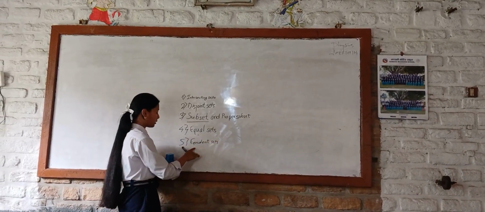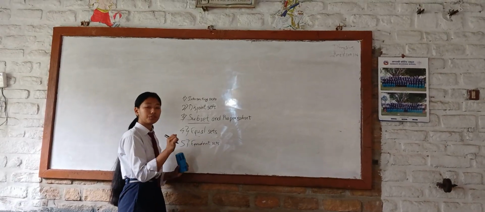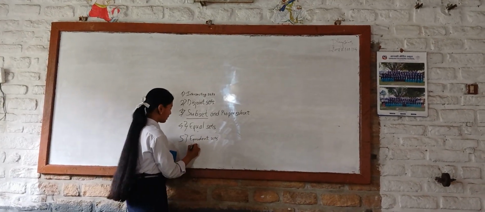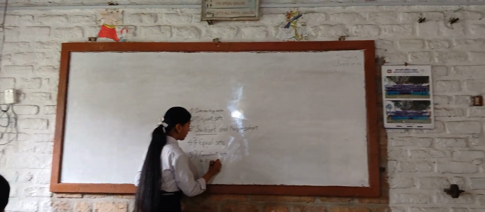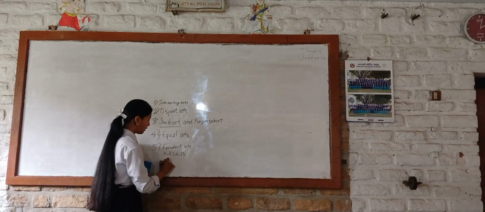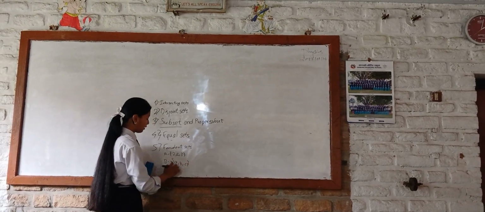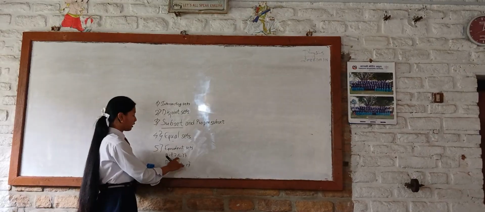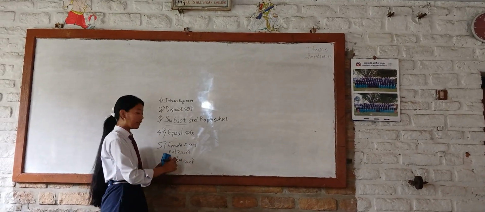And another type is equivalent sets. This means the total number of elements must be the same in both sets. Such as if in set A there are 3 elements, 1, 2, 3, then in B there are also 3 elements, like A, B, C. Not the same elements, but the total number of elements must be the same.